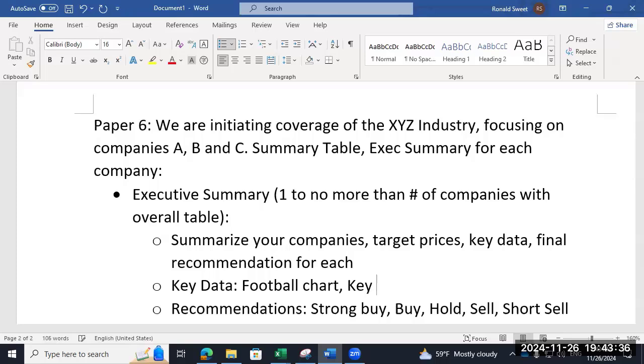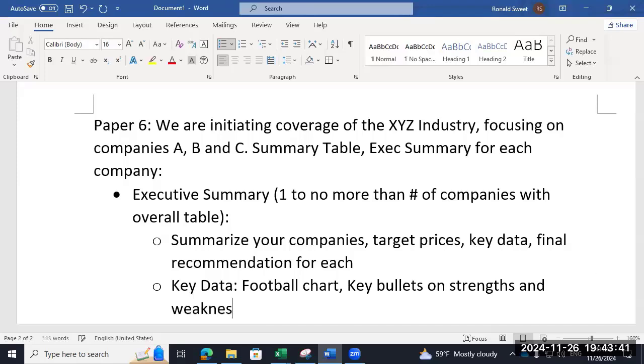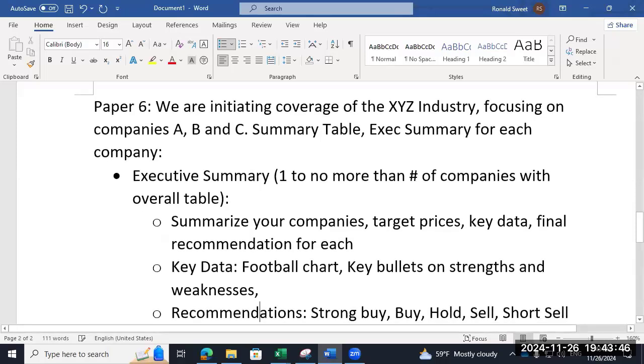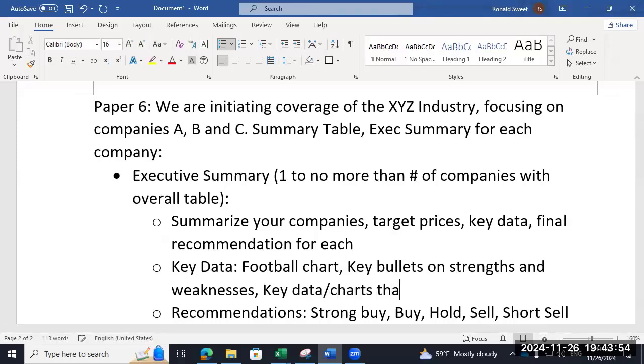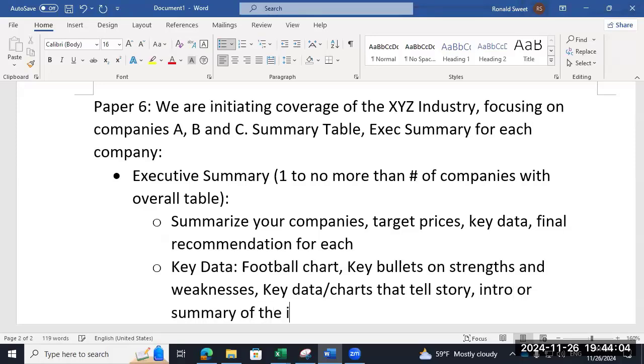You're going to have some key bullets on strengths, weaknesses. You're probably going to write that for your company. You have any other key data or charts, tell the story. And then some either intro or summary of the investment thesis. It's usually 1 to 3 sentences. It summarizes everything.